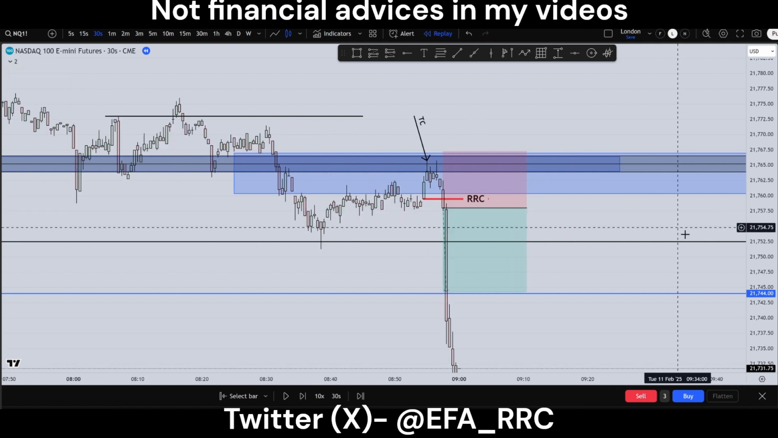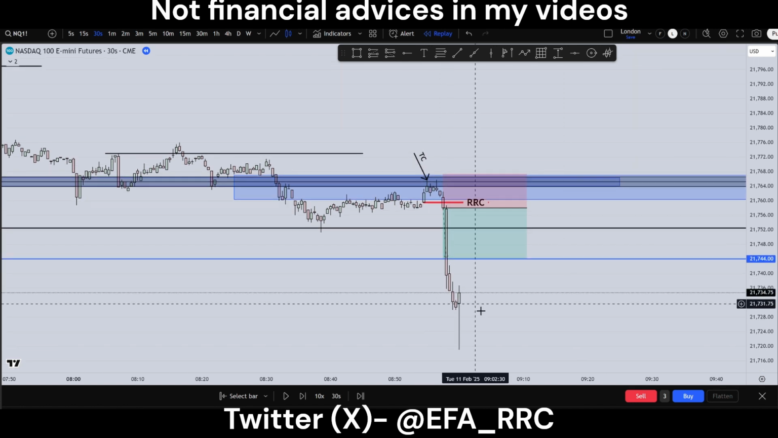And then we can see it go straight to the take profit. The duration of this trade was again 30 seconds, 1 minute. That's the huge benefit of the RRC model. You are done in 5-10 minutes for the day. I go for one trade a day. You can see on my Twitter profile, I take one trade every day.